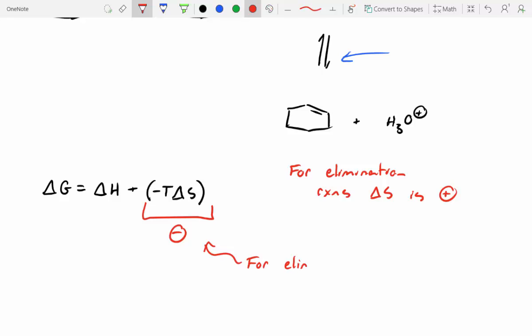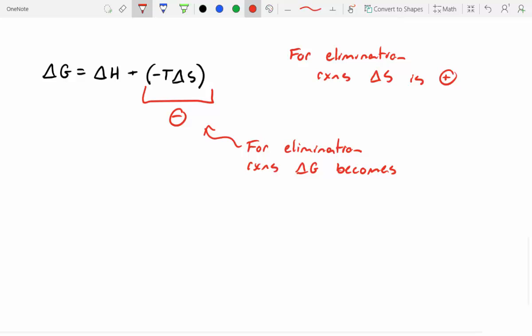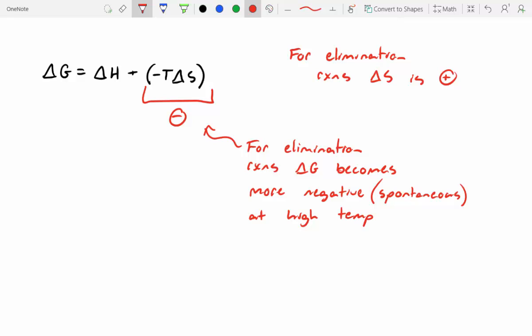So for elimination reactions, delta G becomes more negative, meaning it's spontaneous, at high temps. If you were to run this reaction at a low temperature, you might actually favor that starting material side and not your product side. And that's the first reaction we're going to start off with when we come back from winter break. Those are called addition reactions rather than elimination reactions.